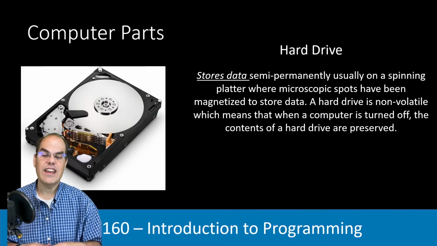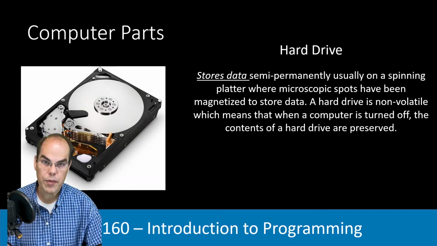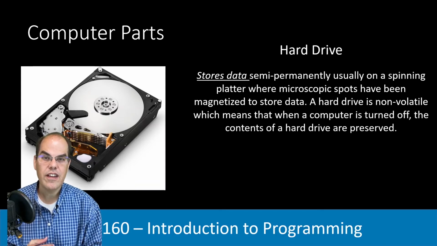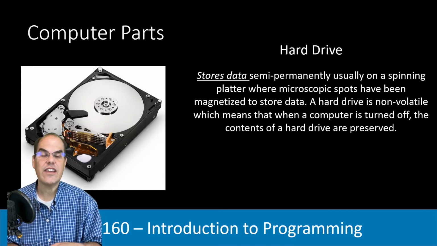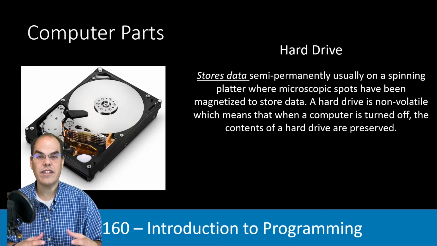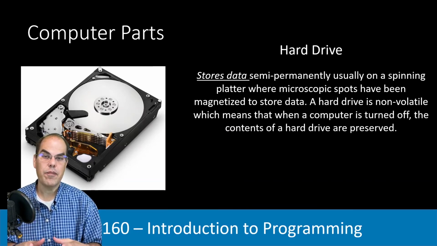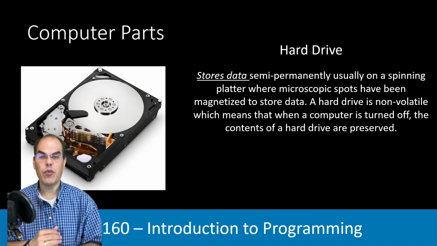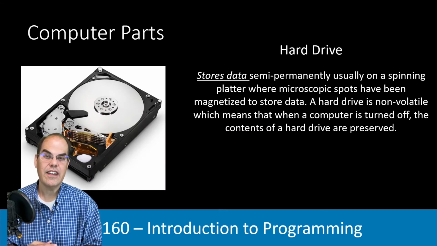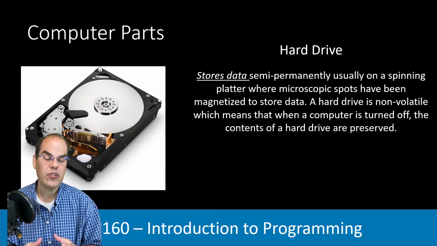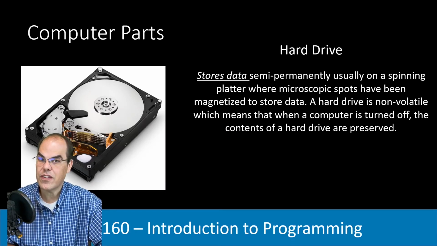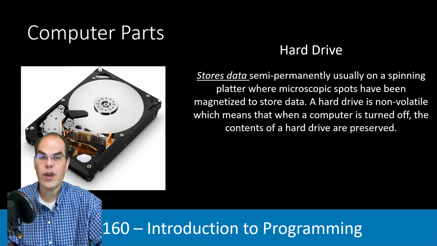The hard drive stores data more permanently. So if you save a file, like in Microsoft Word, onto your hard drive, it'll stay there even if you turn off the computer and turn it back on. And so that's what the hard drive does. It usually has magnetic platters inside of it. Newer versions of hard drives are called SSDs, and they're all electronic, but they basically do the same thing. It's a more permanent form of storage. You can delete things, you can erase things from it, but it's not going to go away when you turn off your computer.